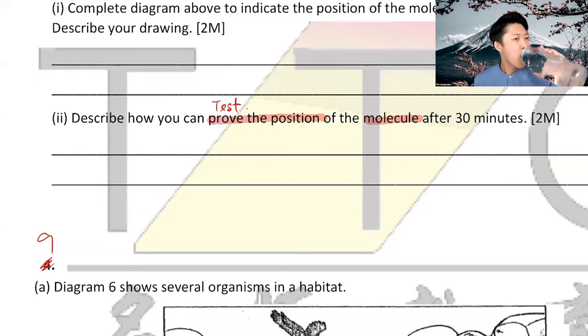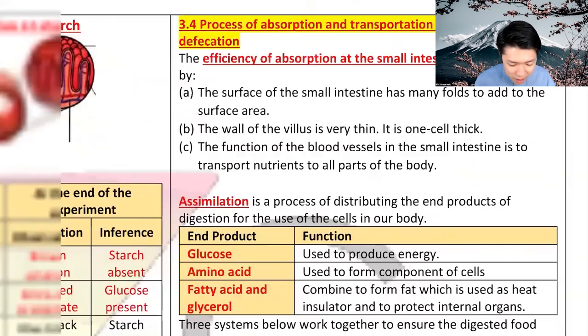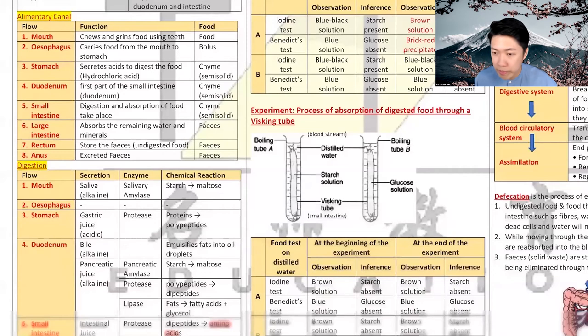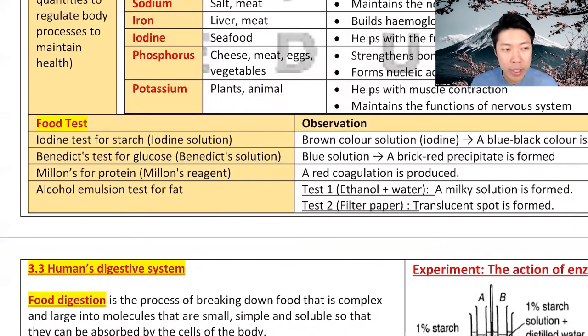Do you know where to look for it? There you go. Let's see, you have to write the change of the color, not the before, the result one. Yes, do you all find that? Brick red precipitate is formed. Okay, nice. So we will say we test with Benedict solution. That's your first point, I guess.